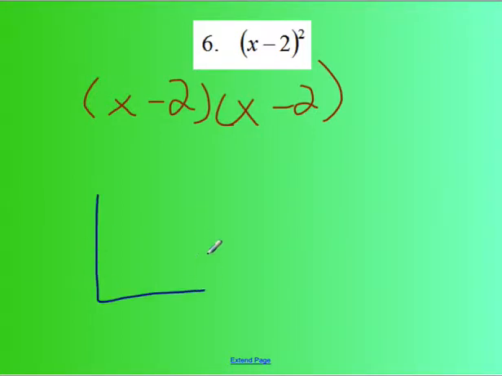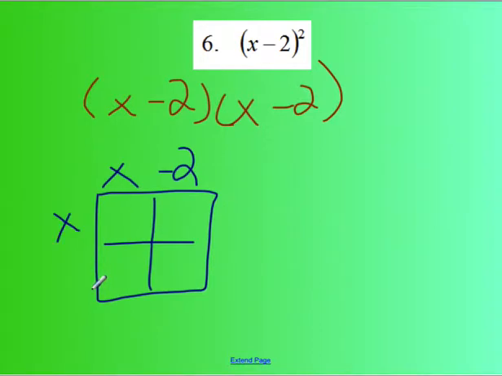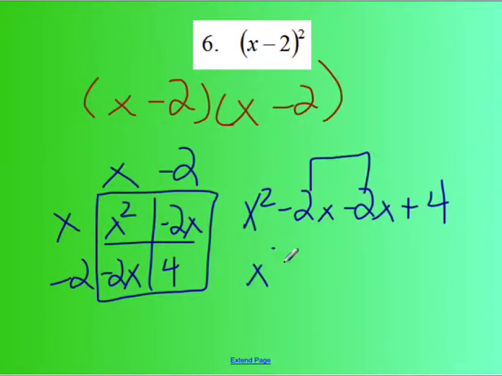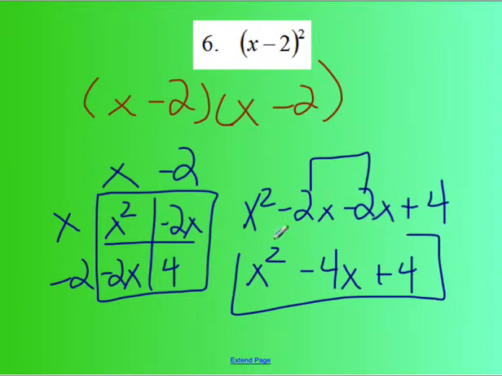Now, once I have that done, I can go ahead and draw my box. So I'm going to line it up, x minus 2, x minus 2. And now we're going to multiply into the box. x times x is x squared. Negative 2 times x is negative 2x. Negative 2 times x is negative 2x. Negative 2 times negative 2 is 4. So then we're going to add up all of our terms. And now we need to combine our like terms, which are these middle two ones right here. Negative 2x minus 2x is negative 4x plus 4. Once you do that, this right here is your final answer.